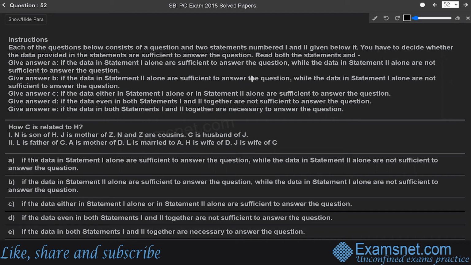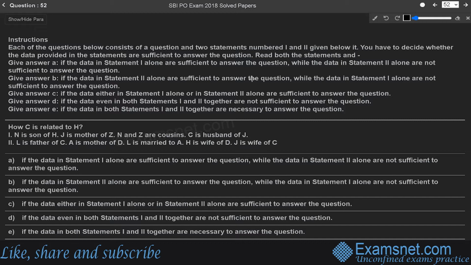Here, N is the son of H and J is the mother of Z. Therefore, we can say that N and Z are cousins, and that implies Z and N are cousins, and thus J is the sister of H. Also, C is the husband of J. It implies that C is brother-in-law of H. Therefore, statement 1 alone is sufficient.